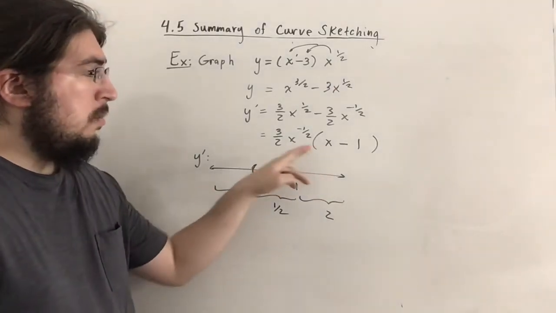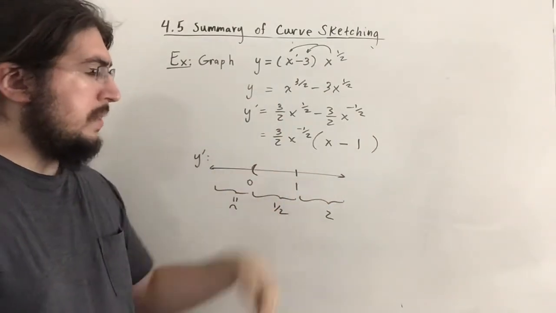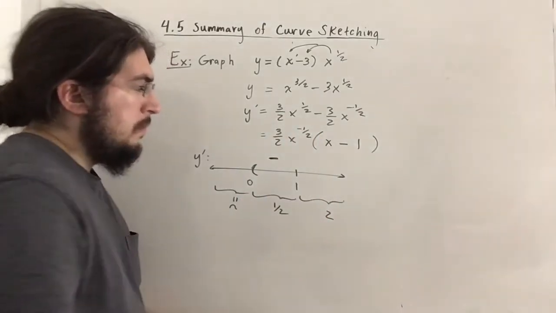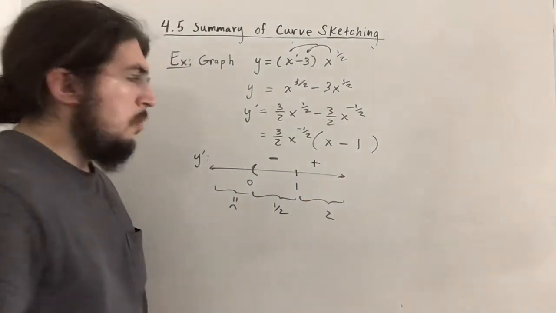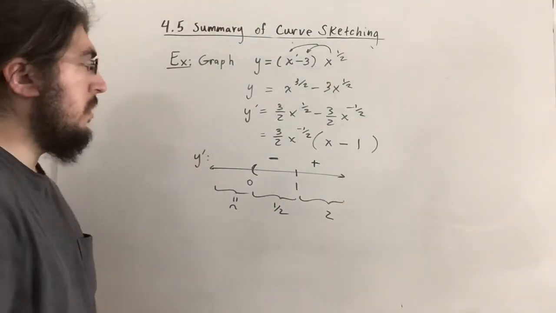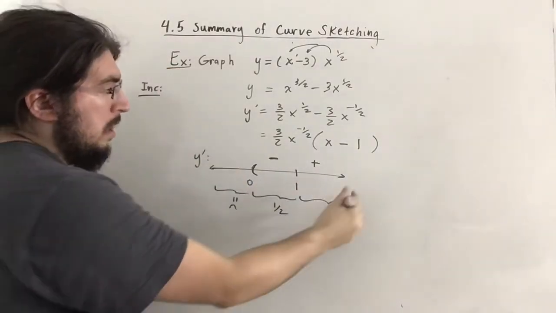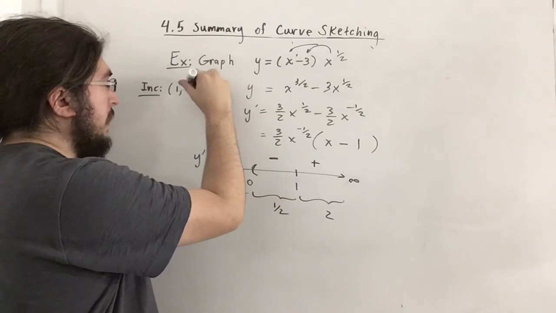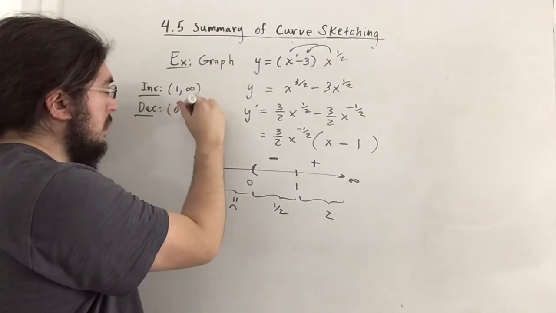Plugging in 1/2 will give you 1/2 minus 1 here, which is negative. 1/2 to the -1/2 is a positive value, it's just going to be in the denominator, so the negative power doesn't affect the sign. So this will be negative. Plugging in 2, 2 minus 1 is positive, 2 to the 1/2 is positive, so this is going to be positive. What the actual number is, I'm not figuring that out. I'm only figuring out the sign, because that's all we need to find out if we're increasing or decreasing. So we found that we're increasing on the interval 1 to infinity, and we are decreasing from 0 to 1. Great.